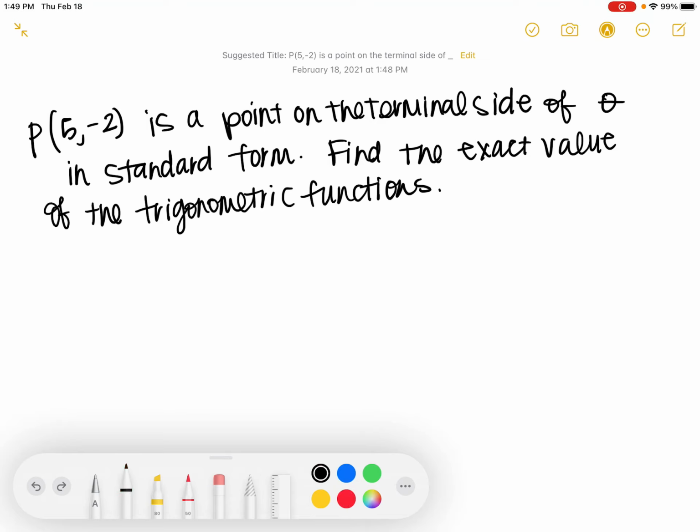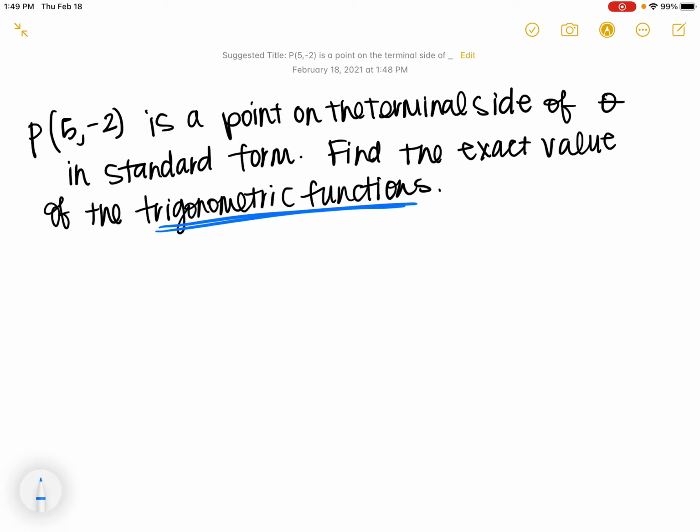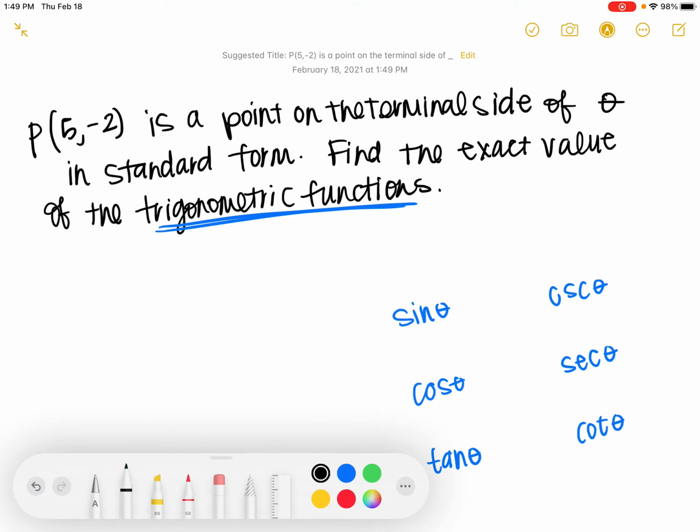So if we're given this point on the terminal side in standard form, we want to find the exact value of the trigonometric functions. Well, the trigonometric functions are sine, cosine, tangent, and their reciprocals: cosecant, secant, and cotangent. Okay, and then all we're going to do here is graph this.